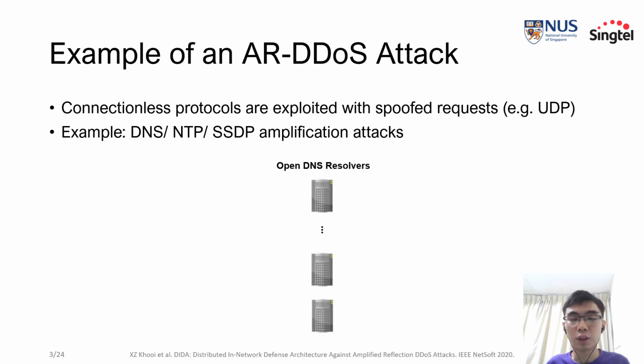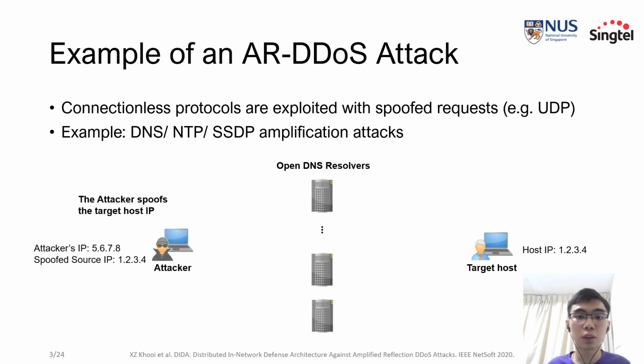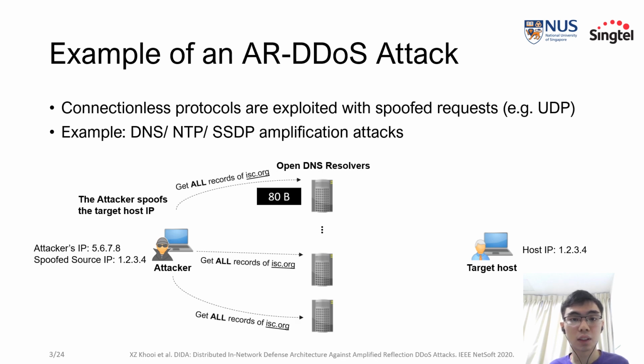Here, we have some DNS resolvers on the internet. Then we have a target host having the IP of 1.2.3.4. Then we have an attacker with IP 5.6.7.8. The attacker spoofs the IP of the target host and sends forged DNS requests to the open DNS resolvers at a high rate. Here, we note that the attacker is requesting for all records regarding ISC.org.